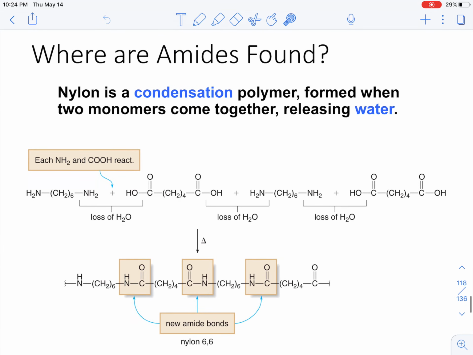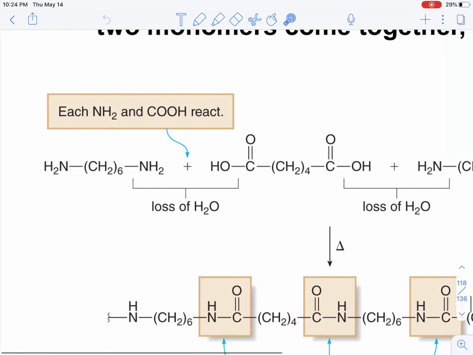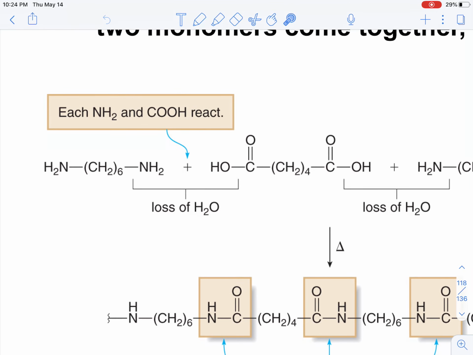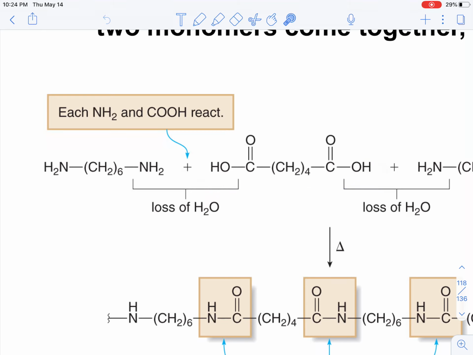And so amides are also found in industry. For example, nylon is a polymer, and these amides are formed through a dehydration reaction. In other words, it's releasing water. If I zoom in, we have this diamine substance and this dicarboxylic acid substance.